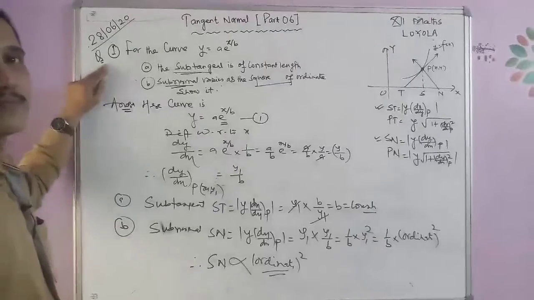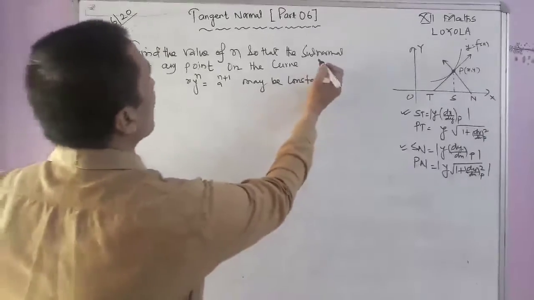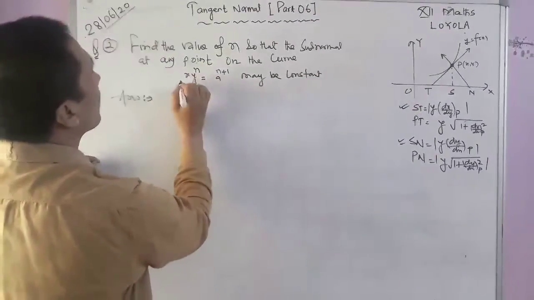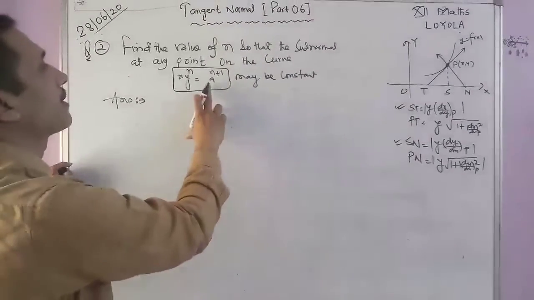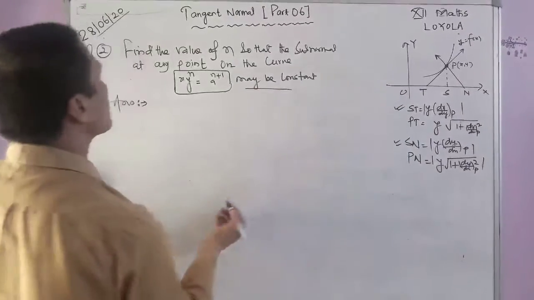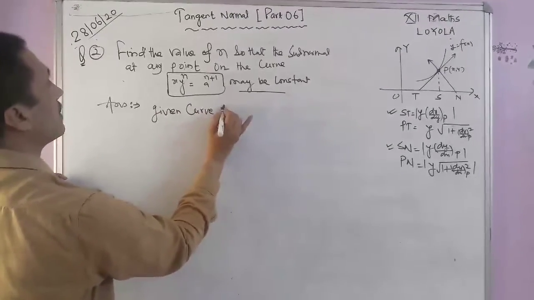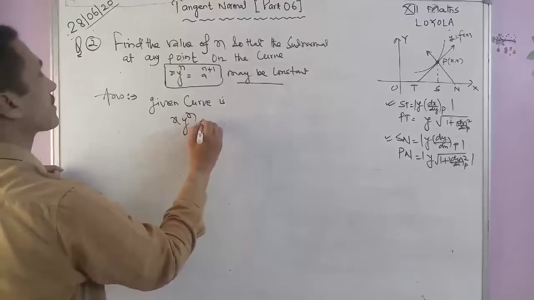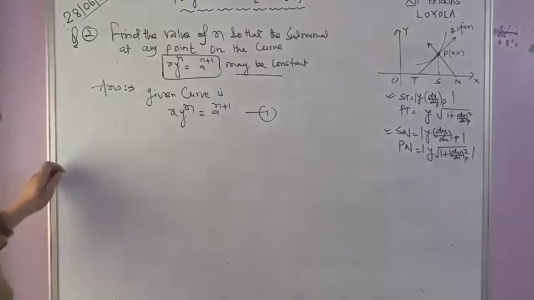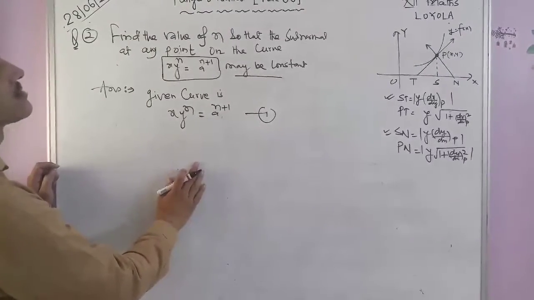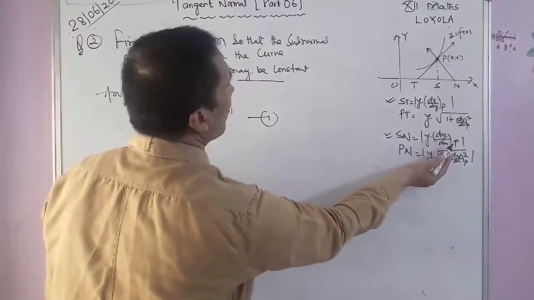Now we take the question: find the value of n so that the subnormal at any point on the curve x y to the power n equals a to the power n plus 1 may be constant. Here the given curve is x y to the power n equals a to the power n plus 1. Clearly, subnormal means y dy by dx at point P.